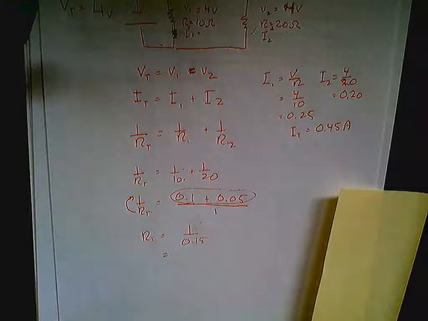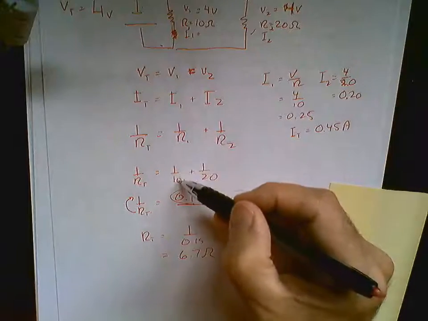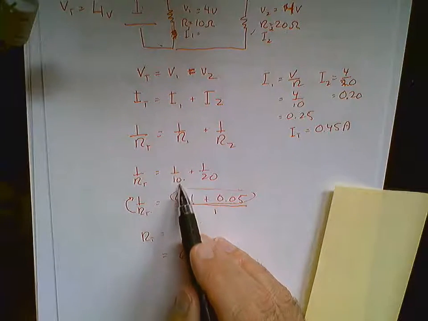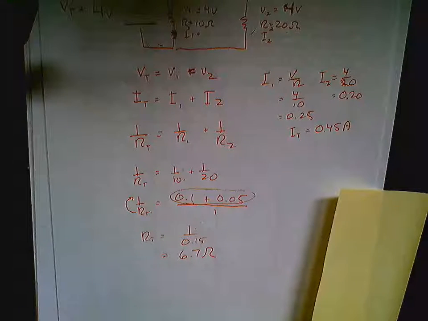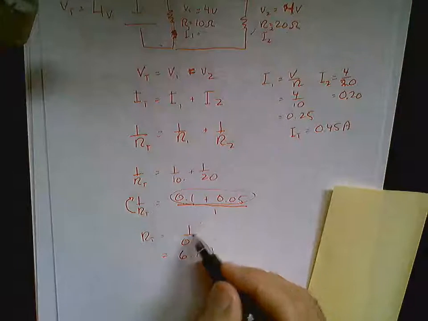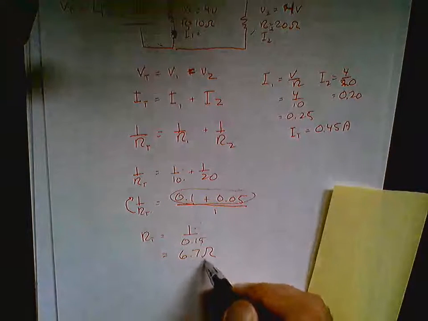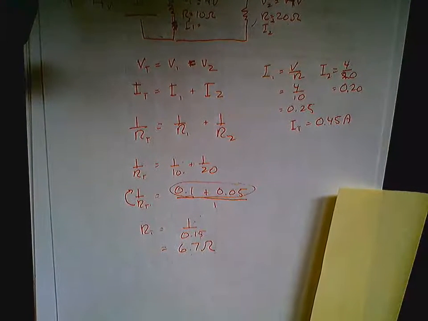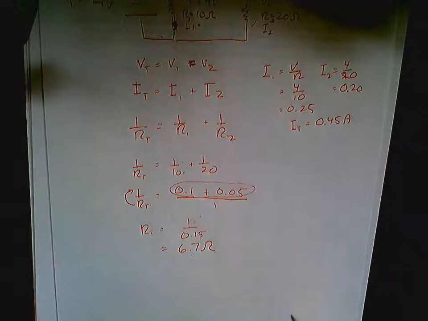I'll go back over that one more time. So we should get an answer of about 6.7 ohms. Take your two resistances, put 1 over those resistances, calculate them, 0.1 plus 0.05, add them together, and divide 1 by that answer. 1 divided by 0.15 is 6.7 ohms. That is how I do resistance. You may want to refer to the content to see how they do it in there.